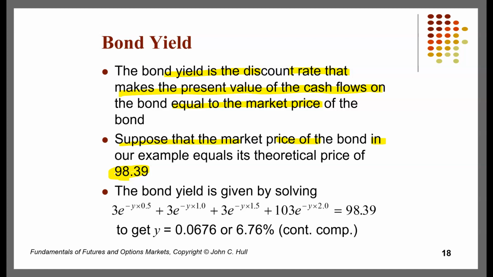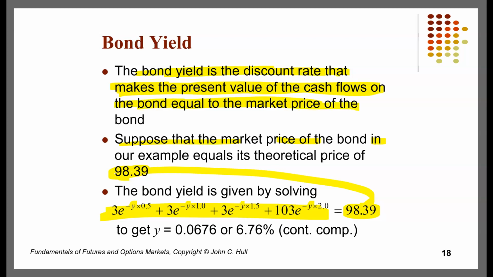Well, remember, the bond yield is that constant rate. That's why we have the same y here, so that the present value of the cash flows, which is this entire expression, is equal to the price of the bond that we found earlier. And that is the definition of a bond yield. That is the discount rate that makes the present value of the cash flow on the bond equal to the market price of the bond. And so you would solve this to find the yield. In this case, you'll find the yield at 6.776%.